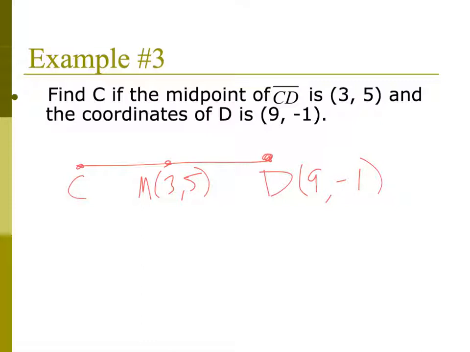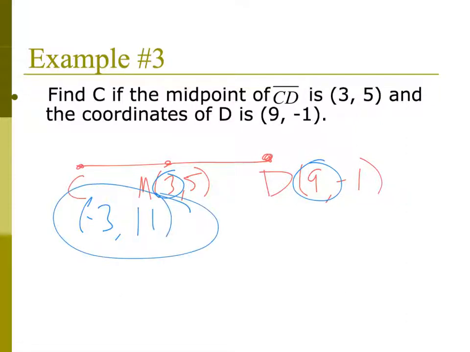I think we could probably apply the same concept from the last problem. How do I get from 9 to 3? I subtract 6. So I'm going to do that again, and I end up getting -3. How do I get from -1 to 5? I would add 6. So I'm going to do that again, and I'm going to get 11. Done. From 9 to 3, I subtract 6 and do it again, get -3. From -1 to 5, I added 6, do it again, get 11.